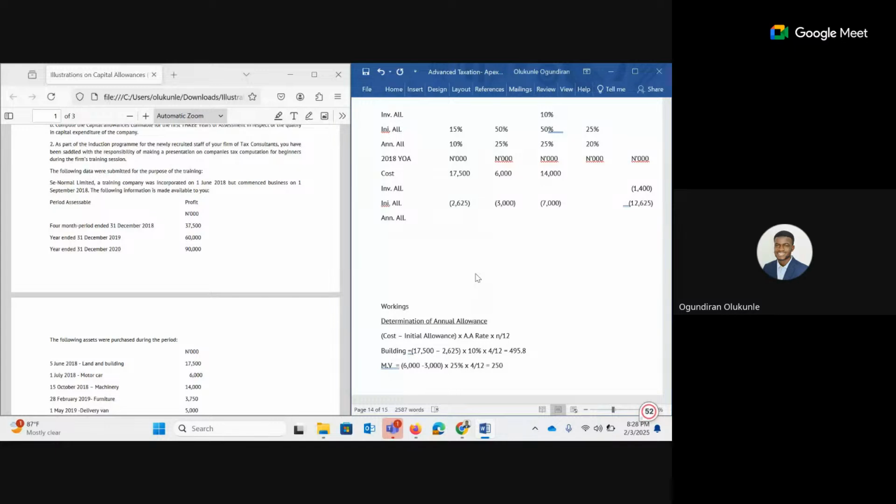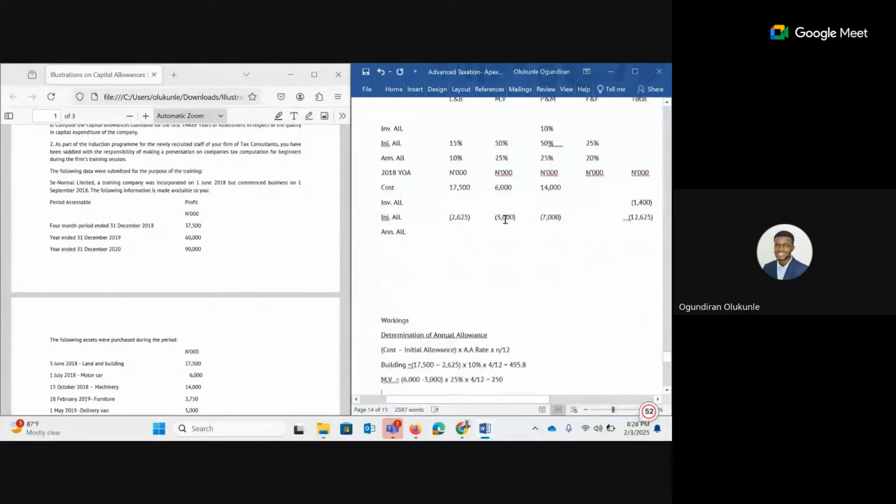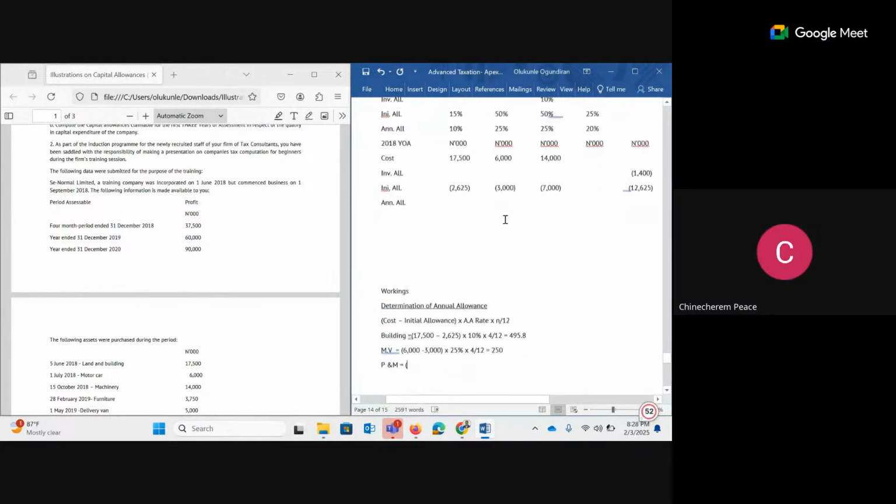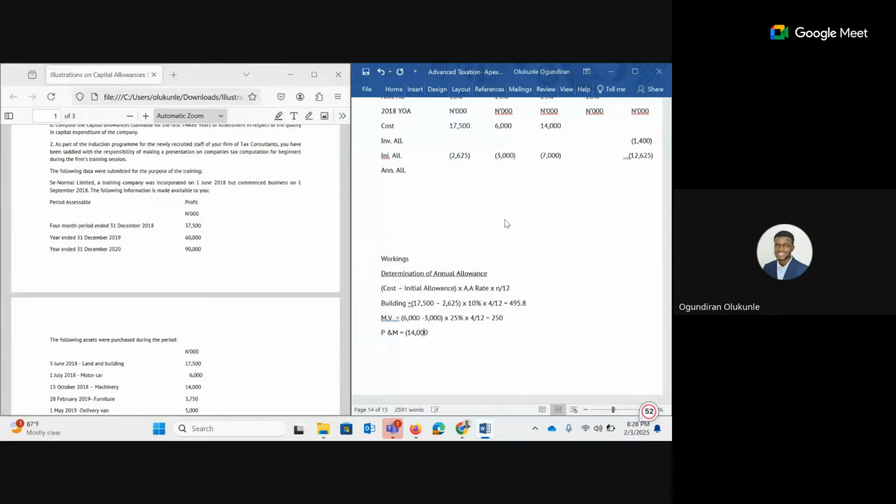And then what's the next asset you have? I have plant and machinery, right? Yes. So what's the cost? The cost is 14,000 minus 7,000, times 25%, times 4 over 12. What do you have? 583.3.